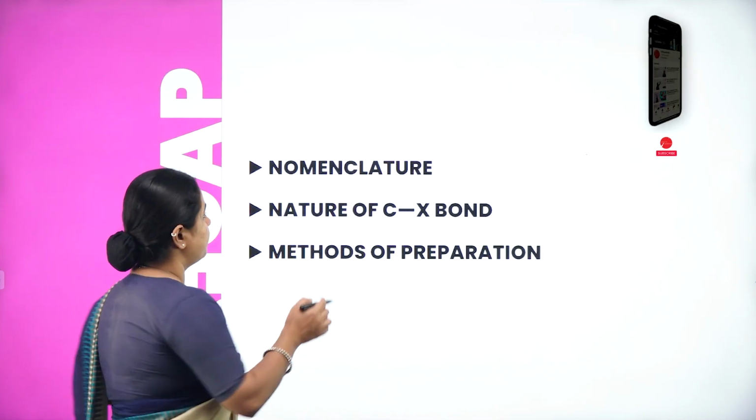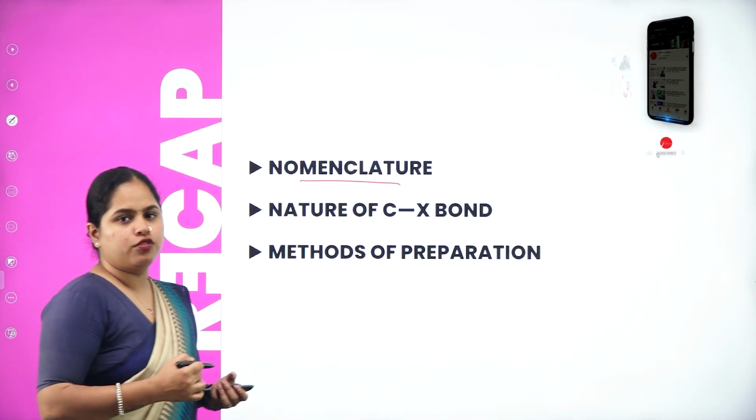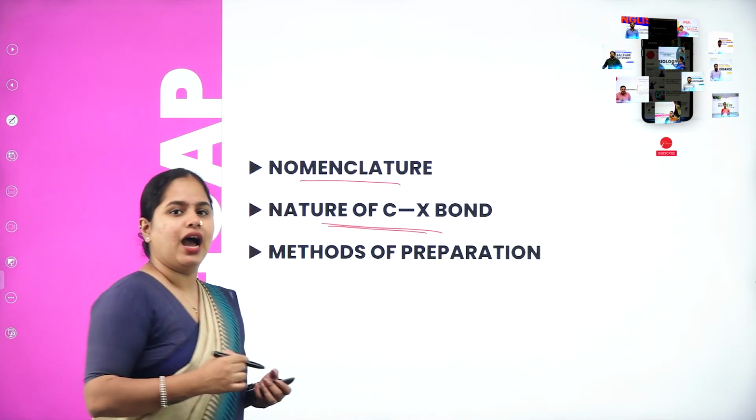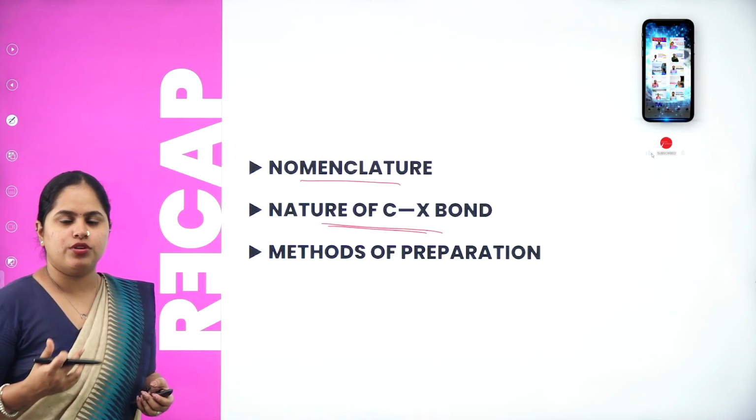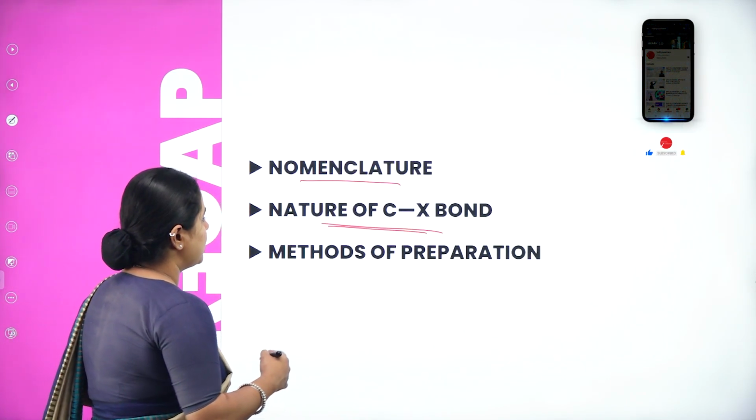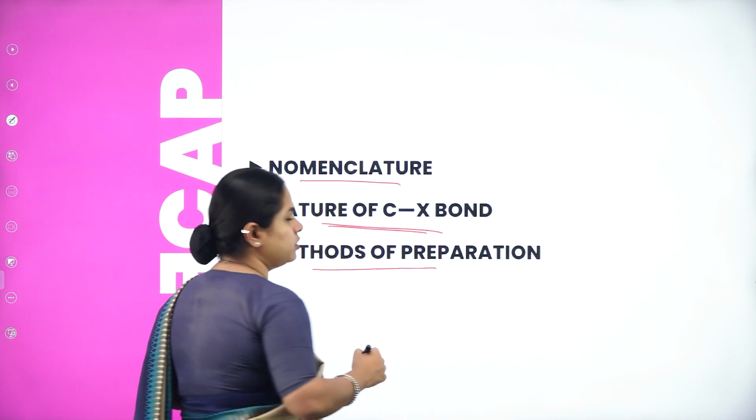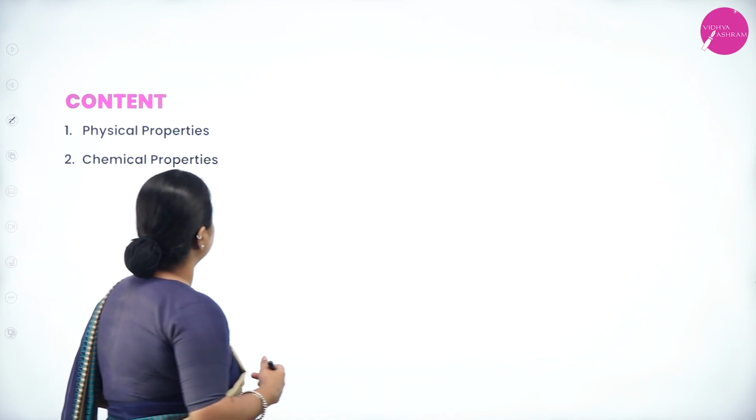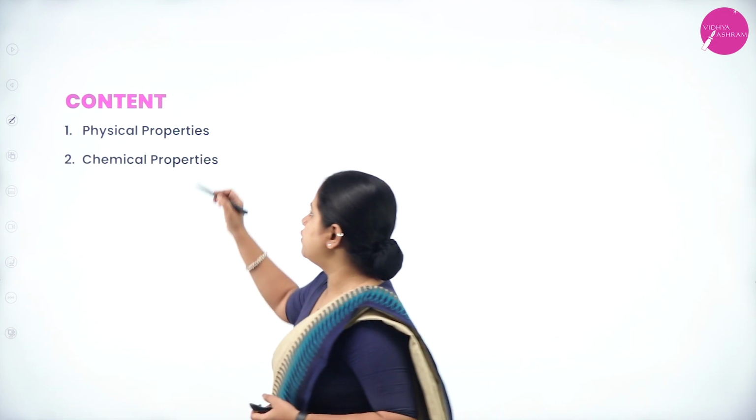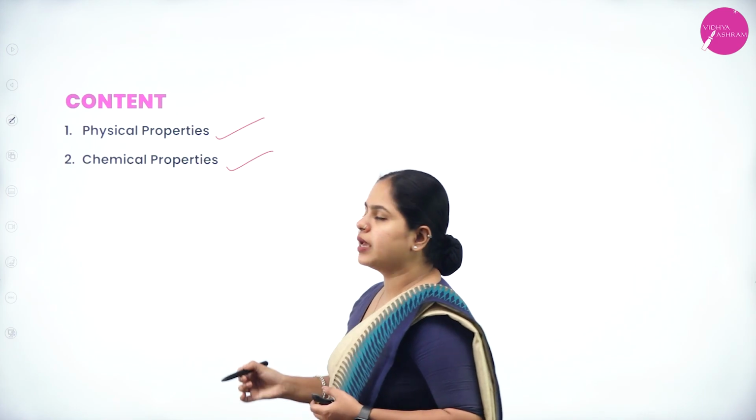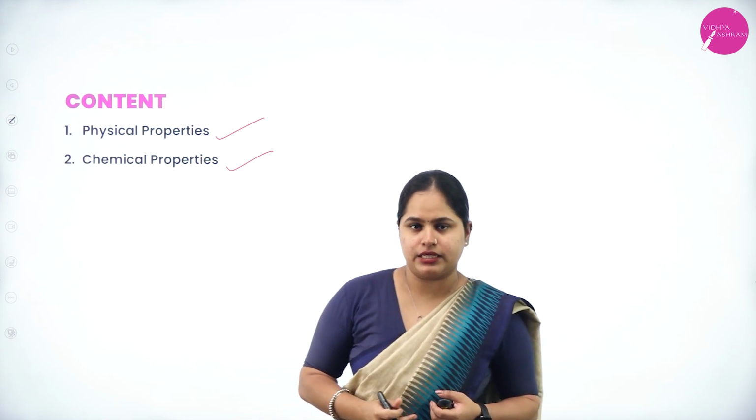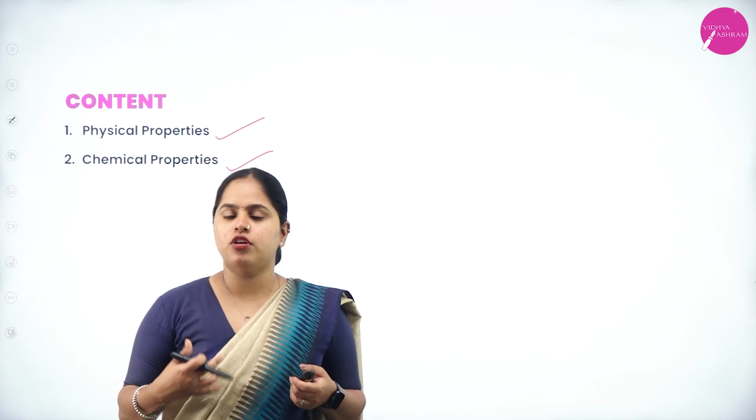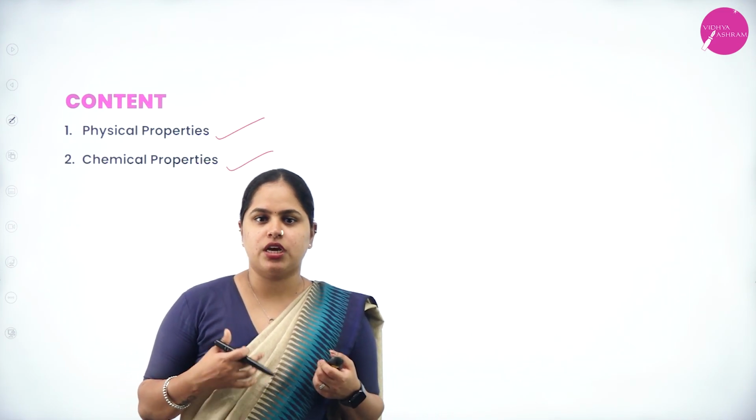In the last session we discussed nomenclature of haloalkanes and haloarenes as well as the nature of carbon-halogen bond. So we got to know that it is polar, right? As well as the methods of preparation of haloalkanes. So in today's session we are going to study about the physical properties as well as chemical properties of haloalkanes. In chemical properties, we are going to study various chemical reactions which are very important.